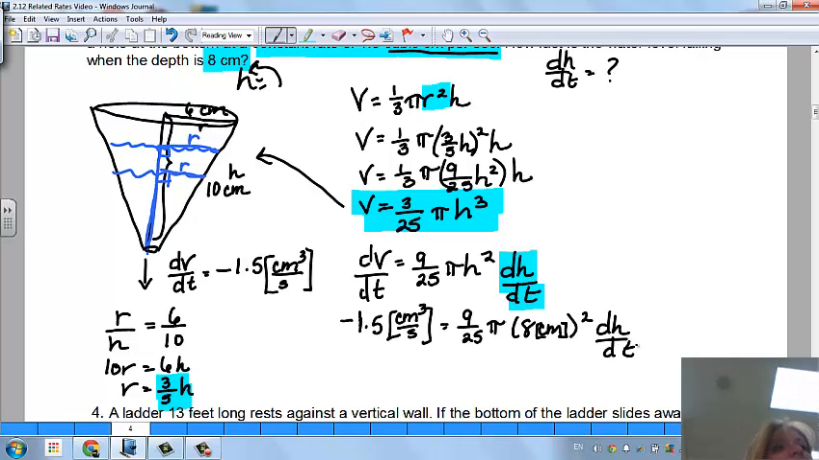Okay? Now when I do that, I'm basically going to take this negative 1.5 and divide it by all this, and don't forget to square the 8. And if you'll notice, this is centimeters squared, so when I divide by that, I'm going to have centimeters per second, which will be the height.